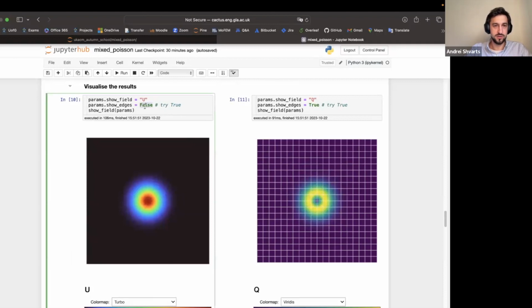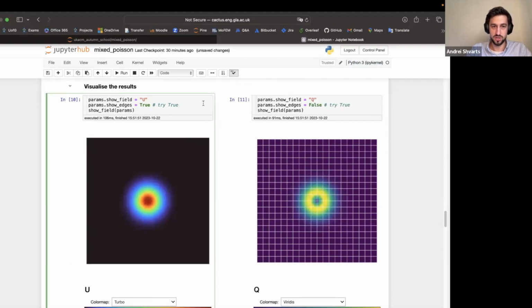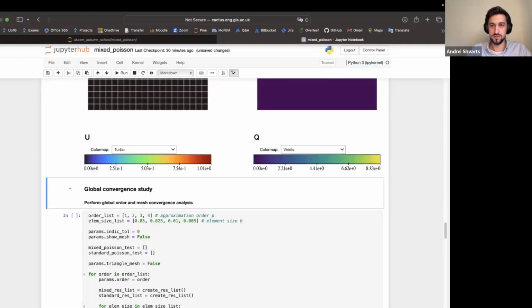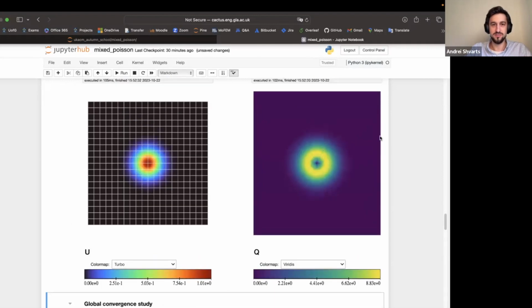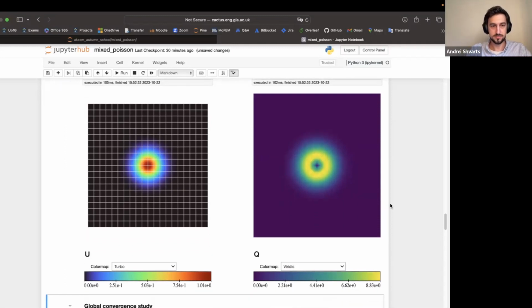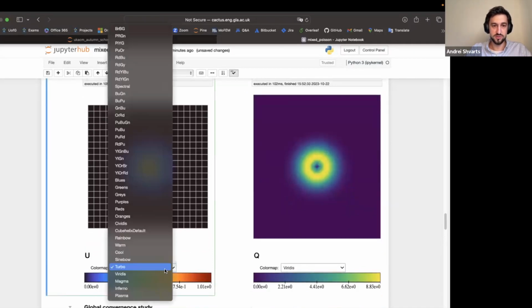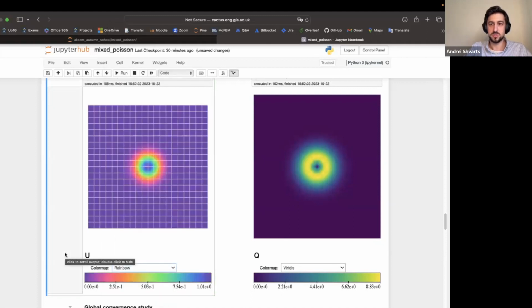And I can also see here the parameter which helps you to choose if you want to see the mesh edges or not. By defining the name of the parameter, we choose which field to show. But for both of these fields, you can choose whichever color map would be better suited to visualize the field in the way that you want.